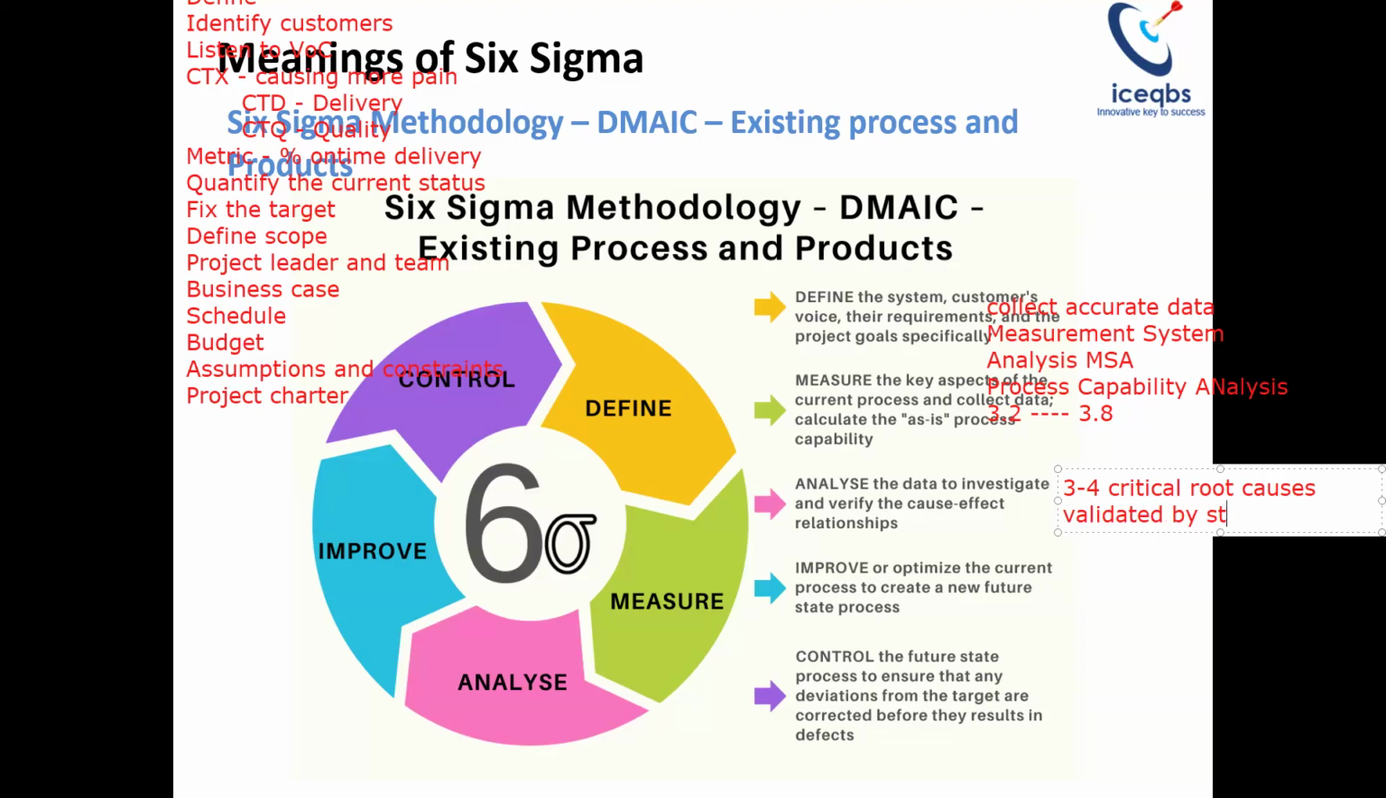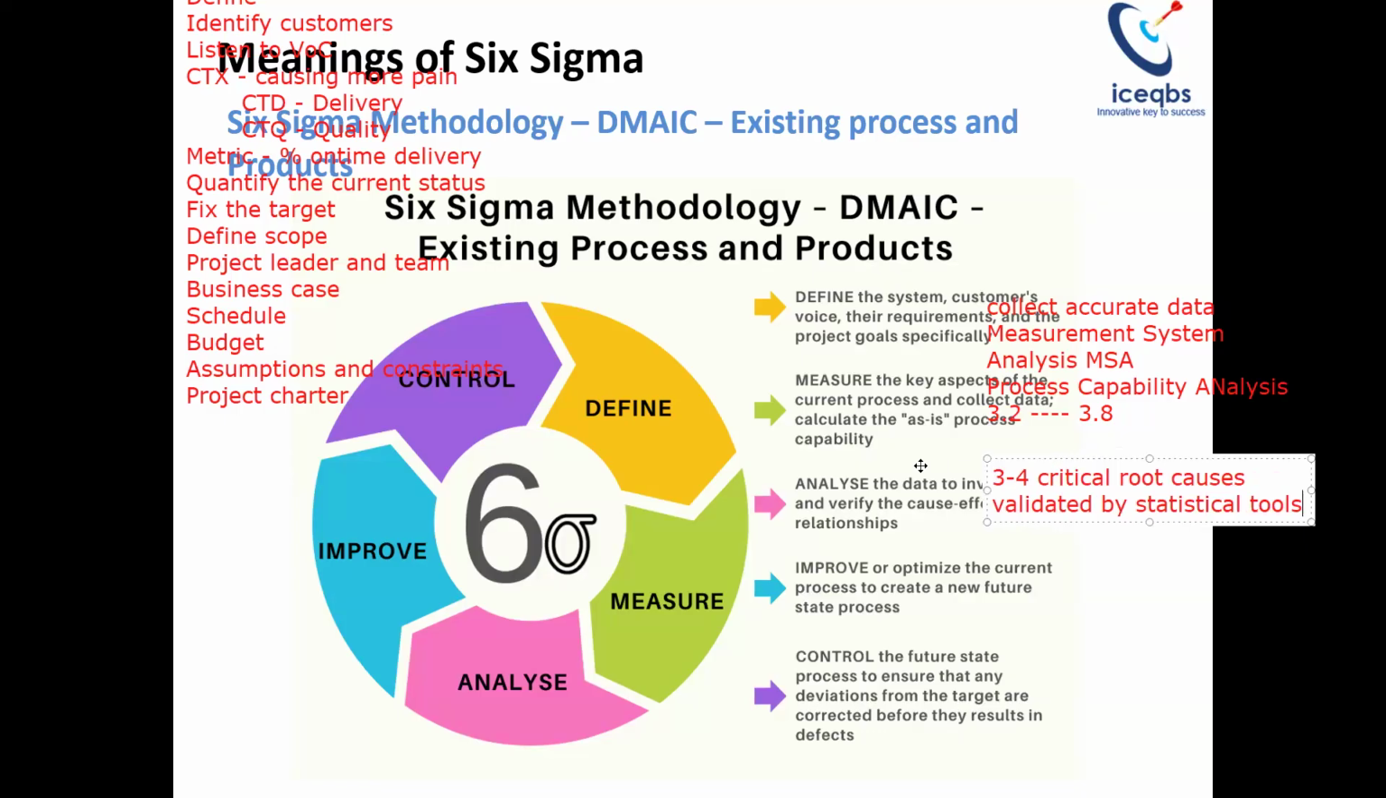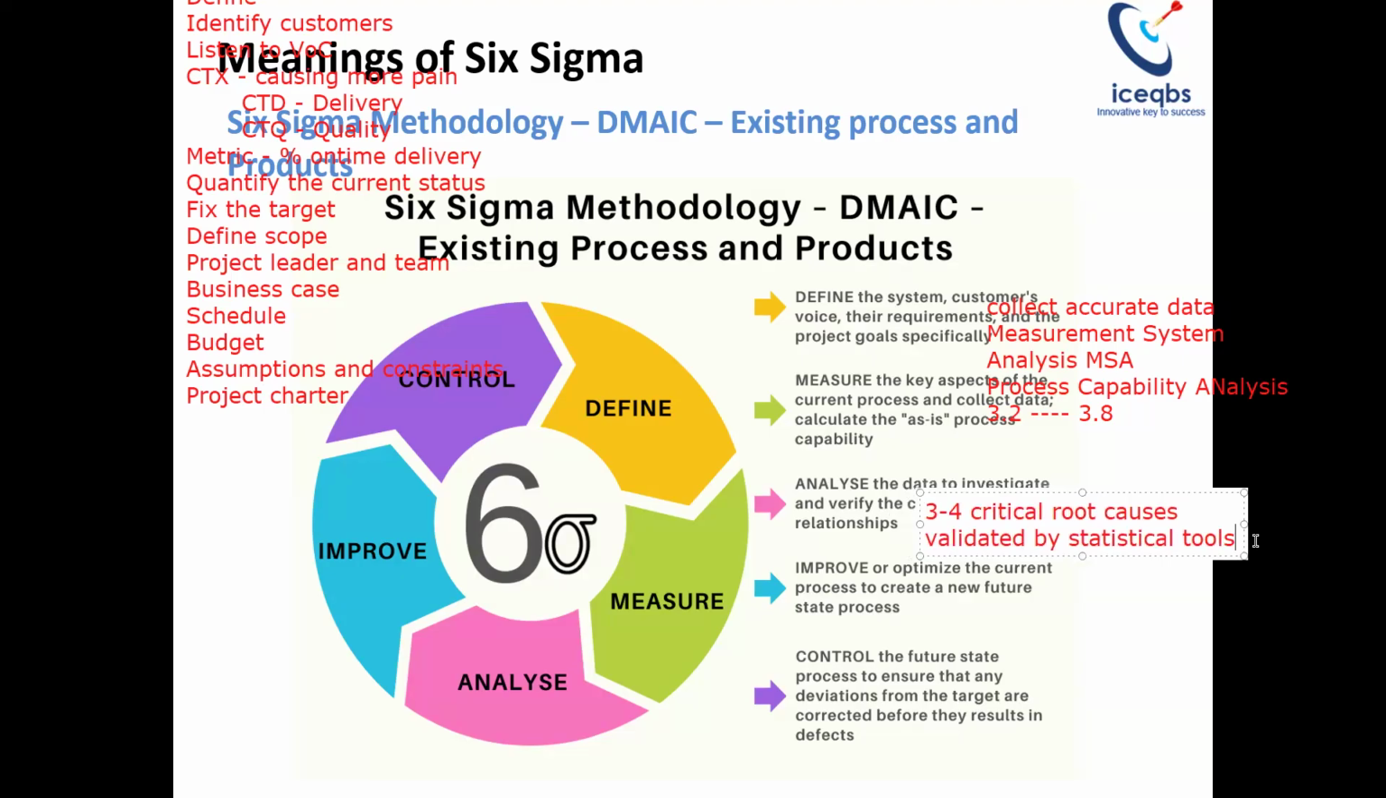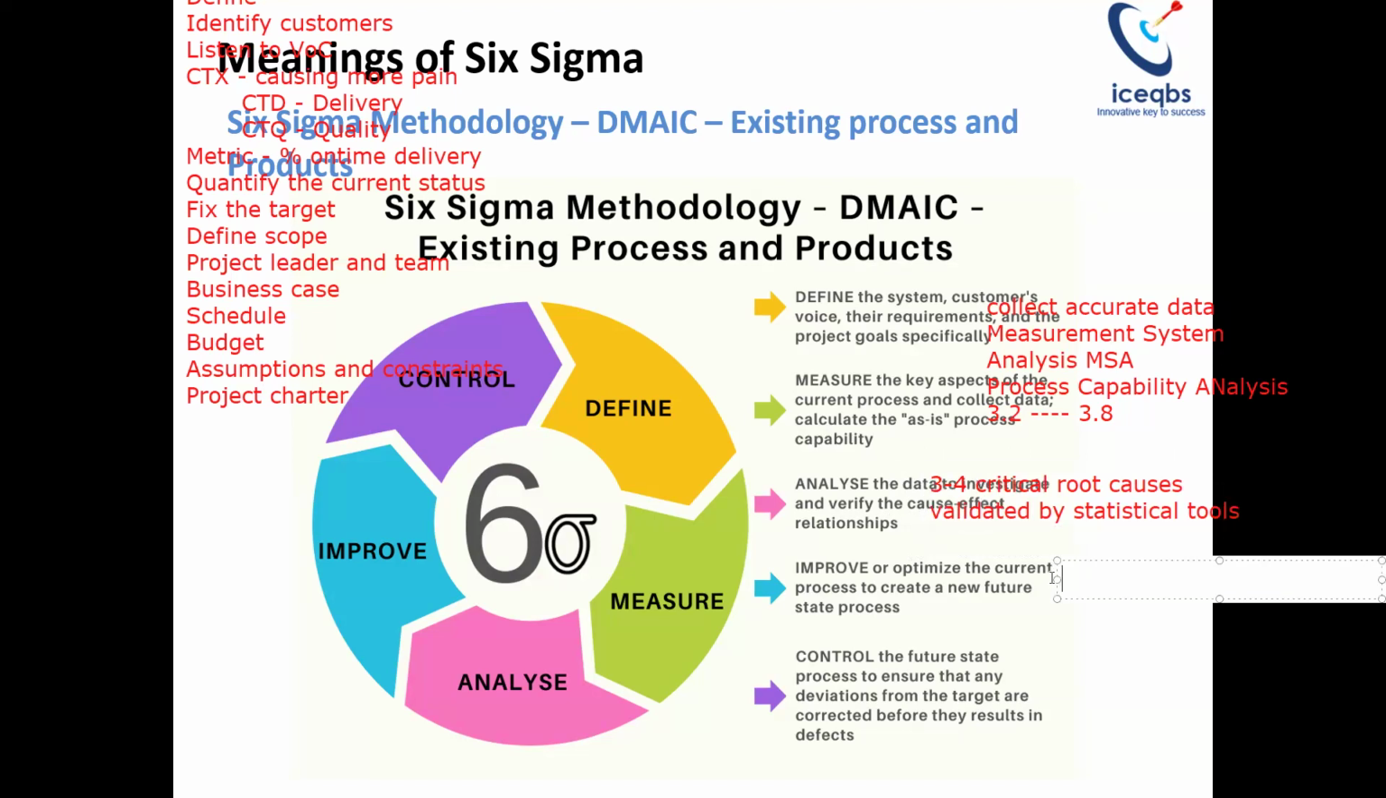So this is a very important and unique feature of Six Sigma. Validating the critical root causes with the help of statistical tools is a unique approach in Six Sigma, right? So that whatever root causes you are identifying are very correct, because you are collecting the data and validating with the help of statistical tools. Then in the improve phase, you are going to take improvement action.